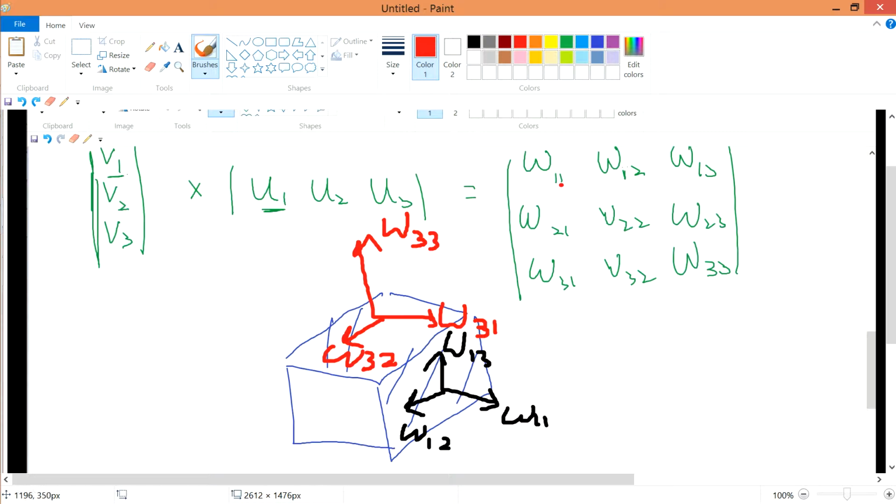So you can say that the force of U1 is acting on the surface of V1 to some extent, and the force of U2 is also acting on the surface of V1. Therefore you're talking about something like W11, W12, W13, things like that.